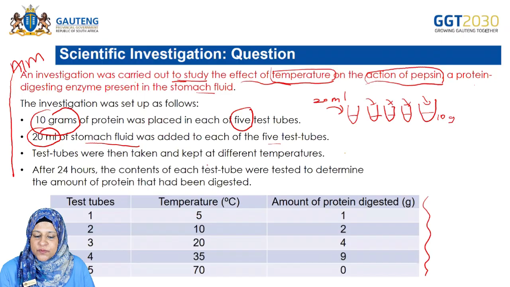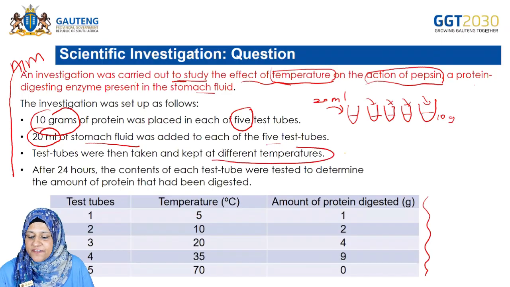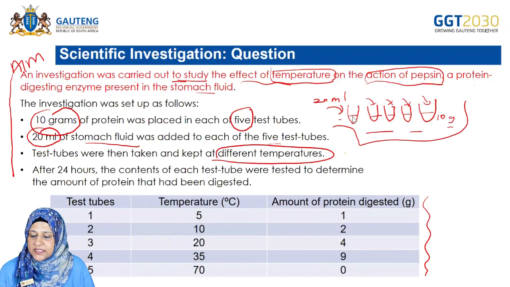Then the test tubes were taken and kept at different temperatures. So they were put in a bath with water or whatever, and they were kept at different temperatures. Now, there's test tube 1, 2, 3, 4, 5. Test tube 1 was kept at 5 degrees. Test tube 2 at 10. Test tube 3 at 20, 35, and 75.